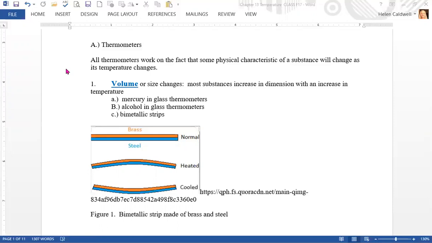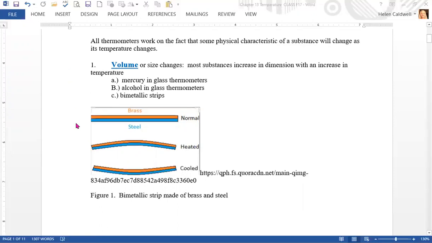So in the bimetallic strips, what we have is you have two pieces of metal. In our example, we have brass and steel, and they're bonded to each other. Brass expands the most on heating. So if you heat this strip up, the brass part is going to have the larger volume, and that makes the strip curve down. If we cool it off, anything that expands the most on heating will contract the most on cooling, so it curves the other direction.